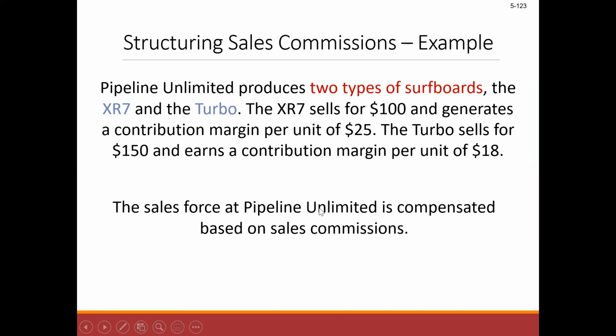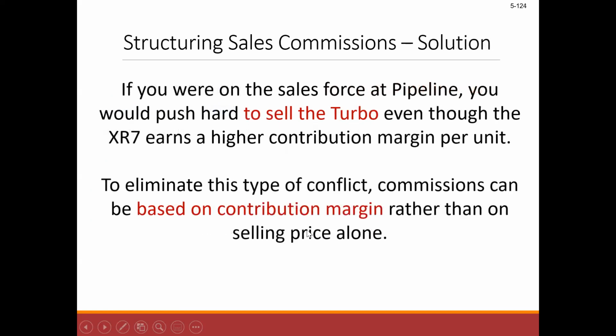The sales force at Pipeline is compensated based on sales commissions. If you're on the sales force, you would push hard to sell the Turbo, even though the XR7 earns a higher contribution margin, because you want to sell the bigger product. To eliminate this type of conflict, commissions should be earned based on contribution margin rather than just the selling price.